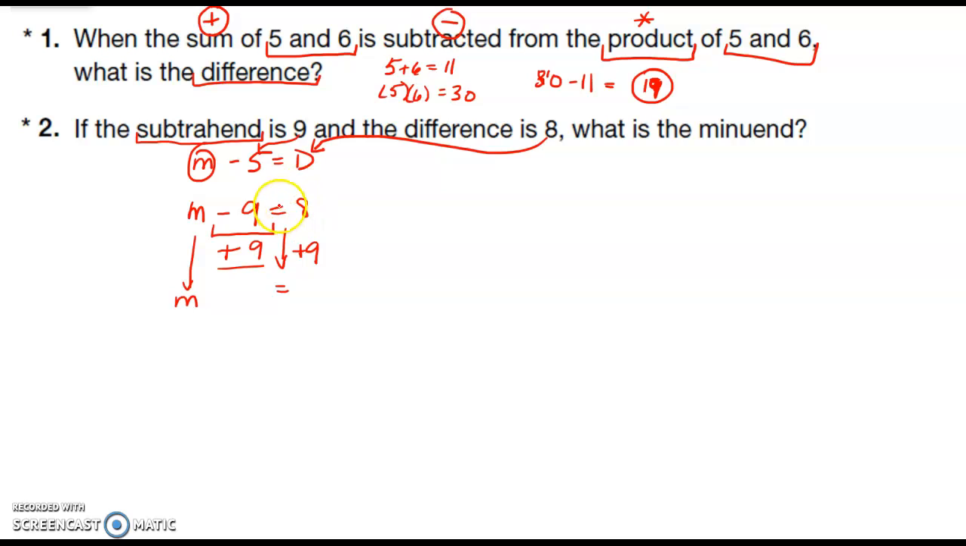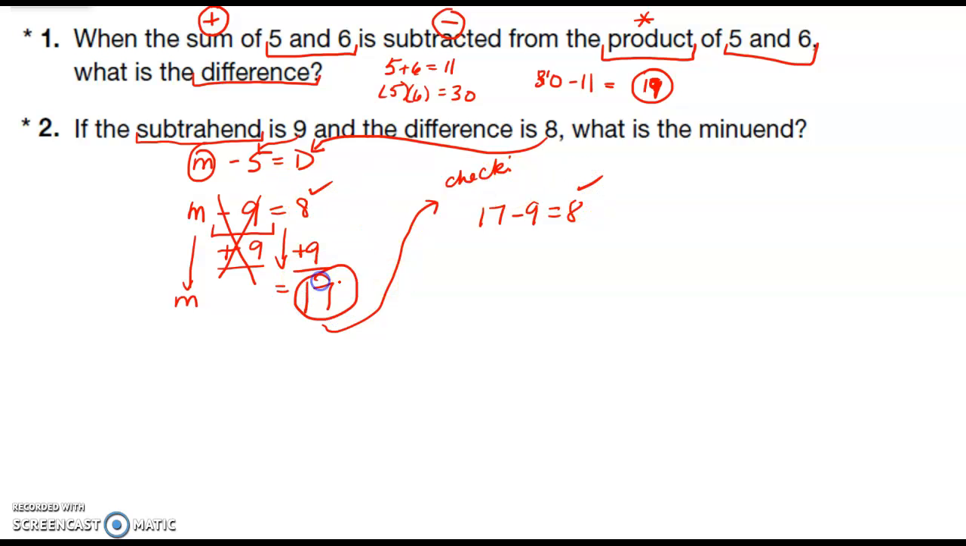They're getting you ready for some algebraic expressions. So negative 9 plus 9, that equals 0. So this cancels out. Okay, 8 plus 9 is 17. So let's see if that works out in the grand scheme. We're just going to check it. 17 minus 9 equals 8. So that checks out. 17 is our answer.